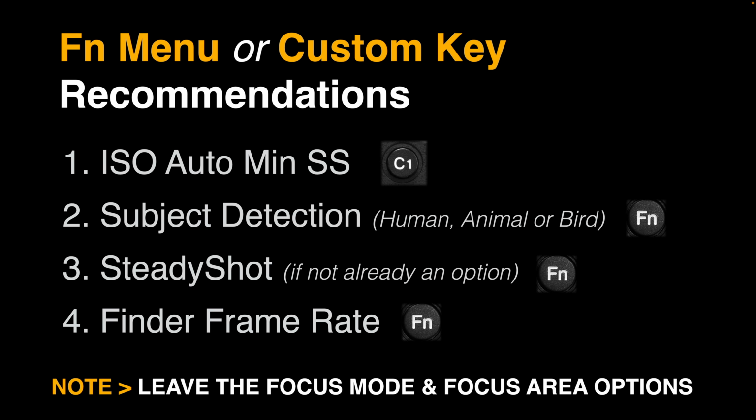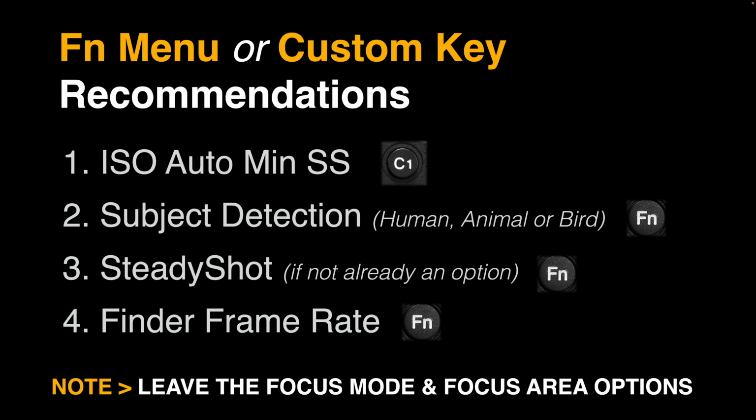Now one of the things I will do is I'll set the display quality to high, but I'll only put the finder frame rate menu into the FN menu, and that's because if I switch the finder frame rate to high, it automatically puts the display quality back to standard, and then when I put the finder frame rate back to standard, it automatically puts the display quality back to high.